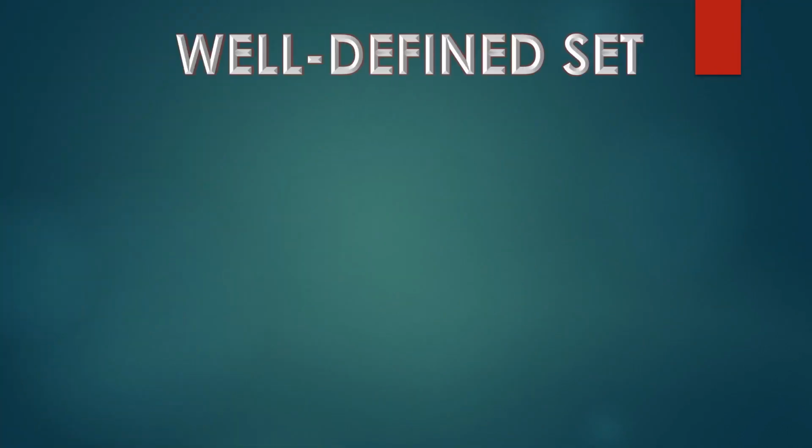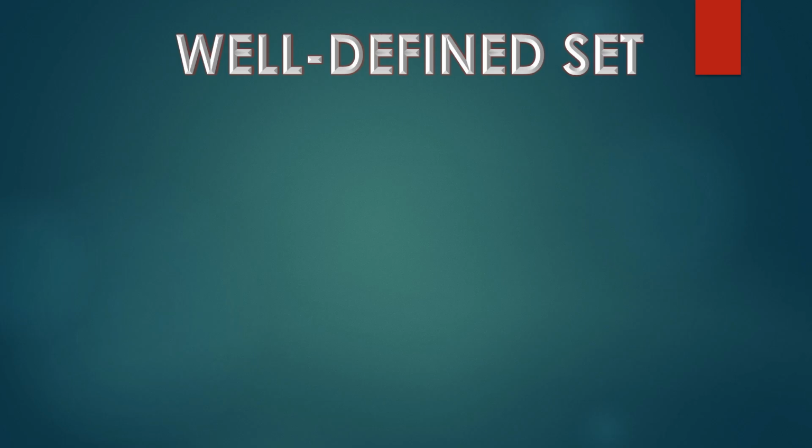How can we tell if a set is a well-defined set? We can say that a set is well-defined if we can determine exactly if an object is an element or not an element of that set. If we have different opinions on the set, it is not well-defined.